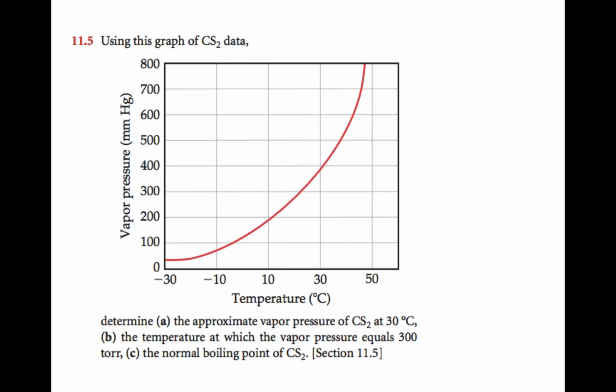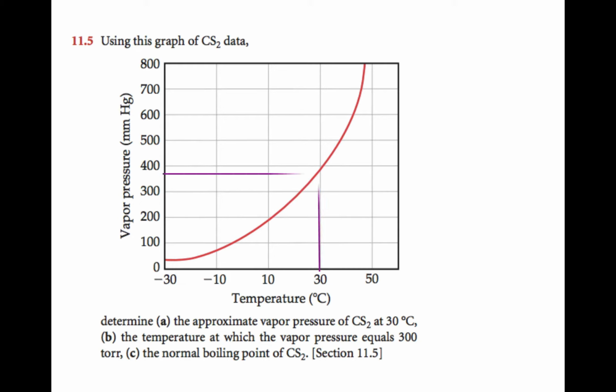5. Using the graph of carbon disulfide data, determine the vapor pressure of carbon disulfide at 30 degrees Celsius. Anywhere where you touch the red line is where you have this interface between the liquid phase and the gas phase of carbon disulfide.